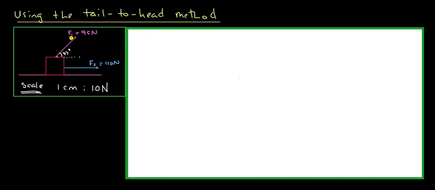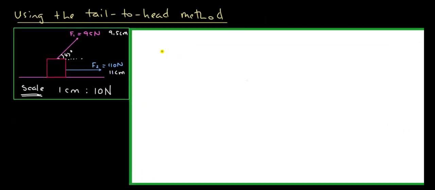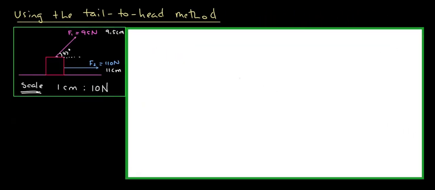So we have our situation here: force number 1, which is 95 newtons, and force 2, which is 110 newtons. Force 1 is 47 degrees to the horizontal, and we're going to use a scale here, 1 centimeter representing 10 newtons. So what this scale means is that the length of F1 would be 9.5 centimeters, and the length of F2 would be 11 centimeters. We need our protractor and we need our ruler.